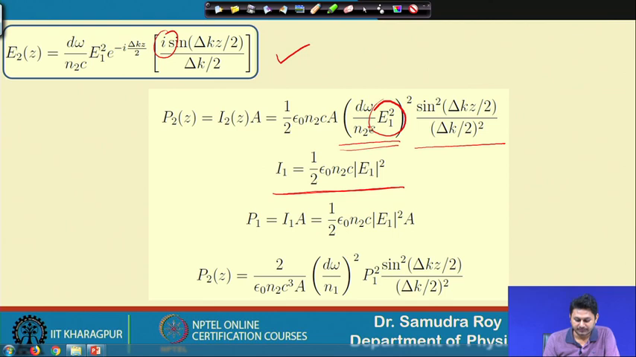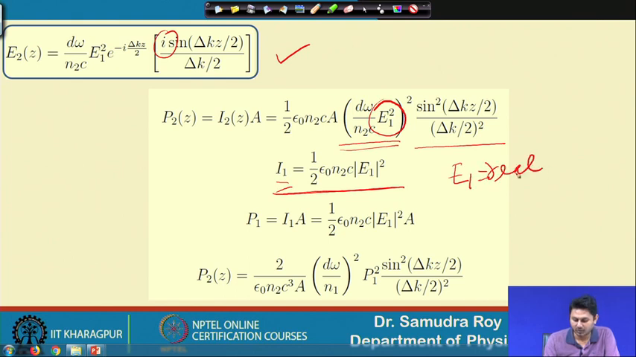So, this E1 I can replace by I1, considering the fact that this E1 is a constant. Since this is a constant, it should not have any kind of phase, so we consider this is real. So, E1 is real.